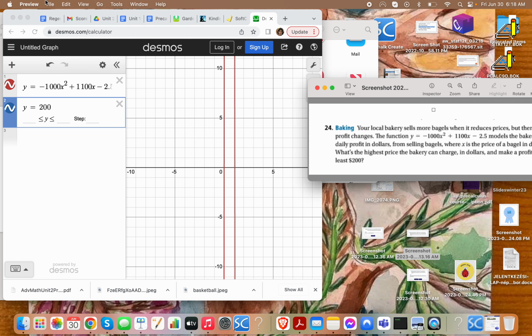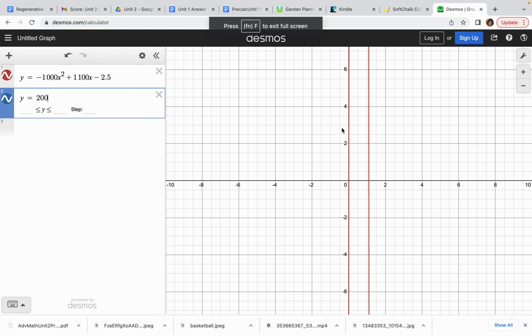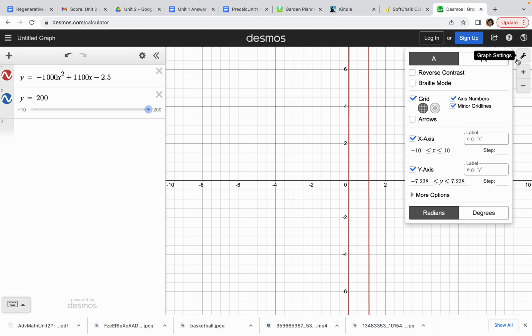So first you have to really see the function. When we first come to Desmos, I typed in the function, and I said y equals 200 to see where that's at, and I don't see anything. On the graphing calculator you would change the window. Here on Desmos you need to change the settings.